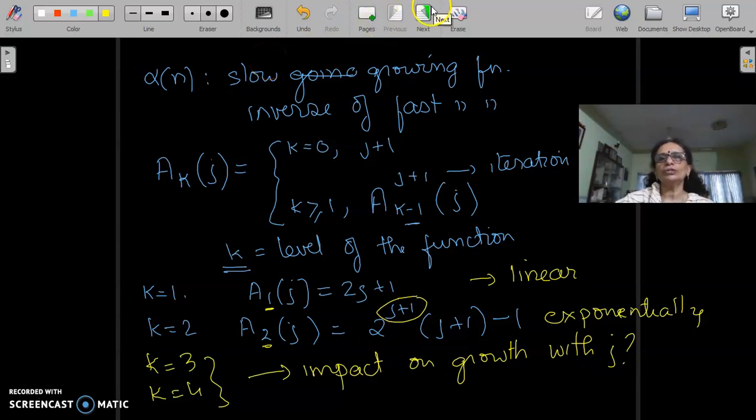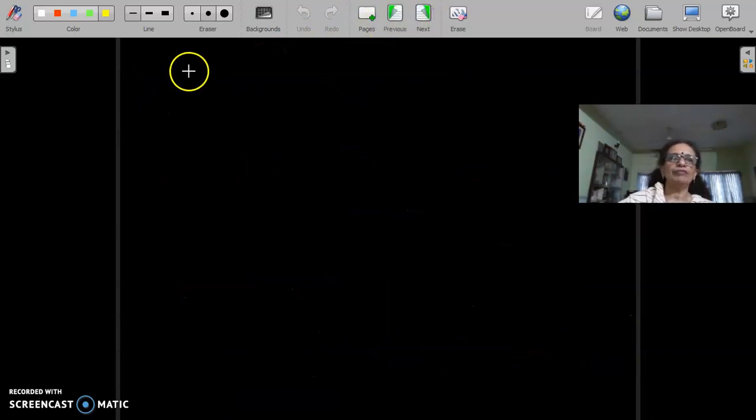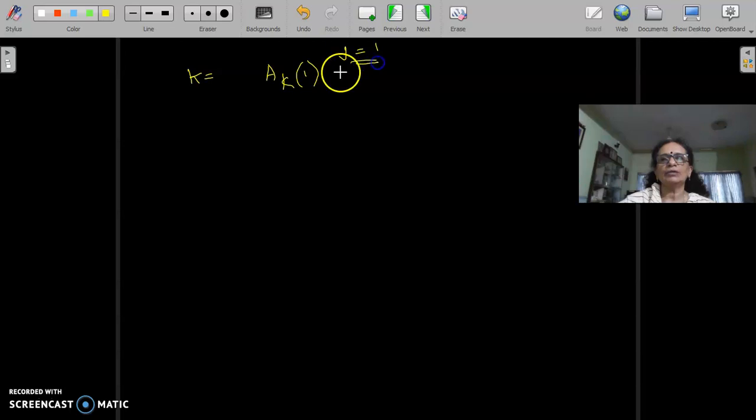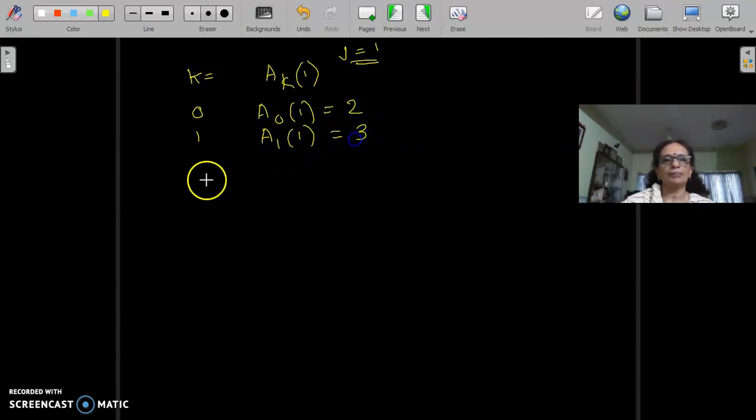So what we are going to do is, for different values of k, we are going to compute a_k(1). Not exactly plot, we are just computing the a_k(1)s. So here we are taking j equal to 1 and seeing the change in growth. What about k equal to 0? We have a_0(1), and we know it is 2. When k equal to 1, what is a_1(1)? a_1(1) is 2j plus 1, that is 3.